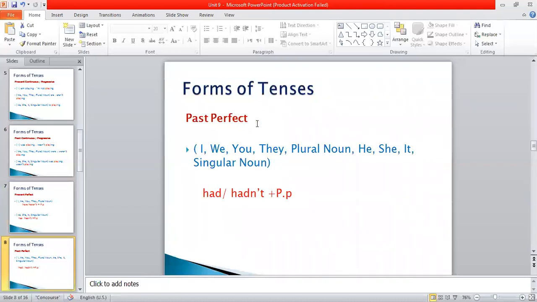Another tense is called the past perfect. What is the difference between the past perfect and the simple past? The past perfect is also a verb that happened in the past, but it happened before the simple past. Okay, it happened before the simple past. The form of the past perfect: had or hadn't plus past participle. Okay.